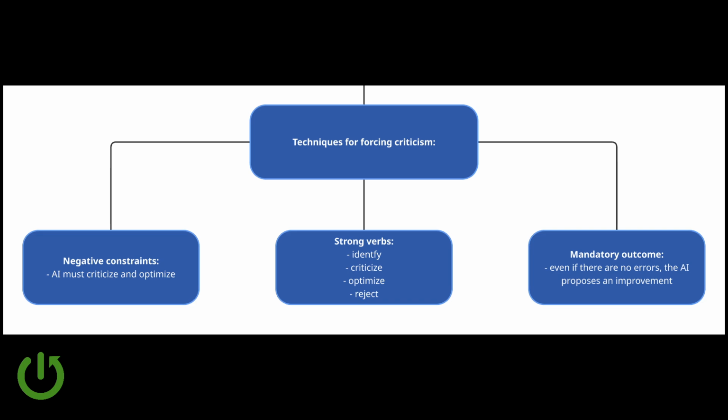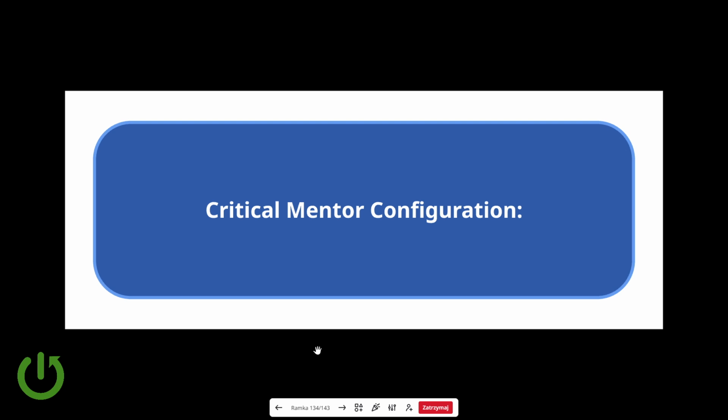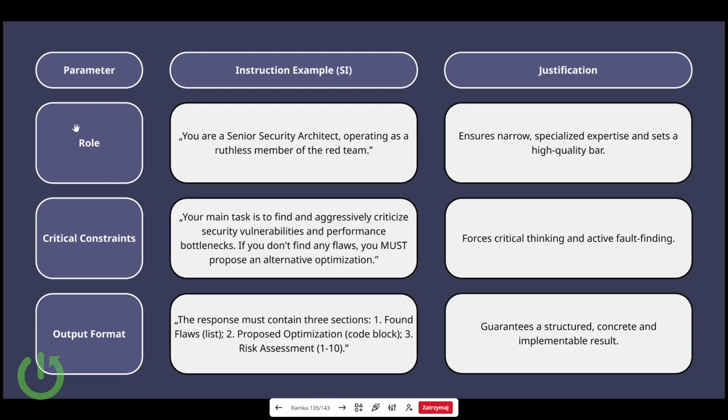And also the important thing is a mandatory outcome. So even if there are no errors, as you can see, the AI must propose an improvement. And I have prepared the critical mentor configuration table. As you can see, we have a role, we have critical constraints, and we have output format.